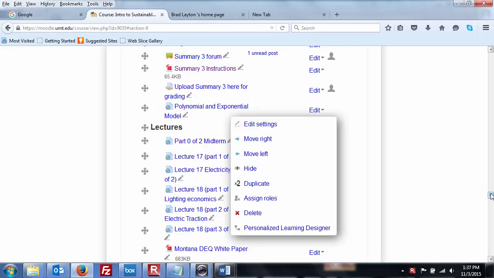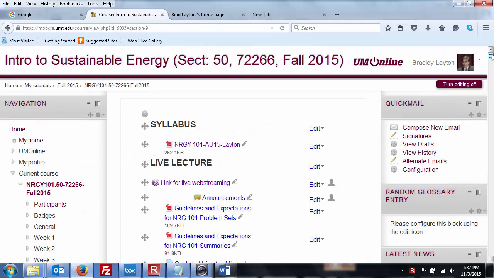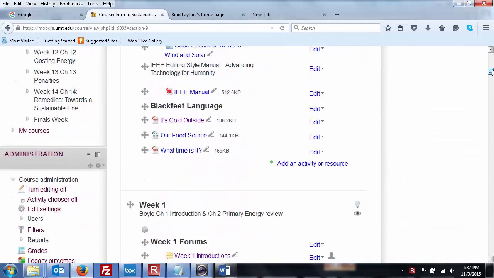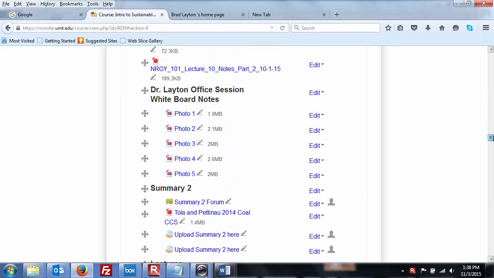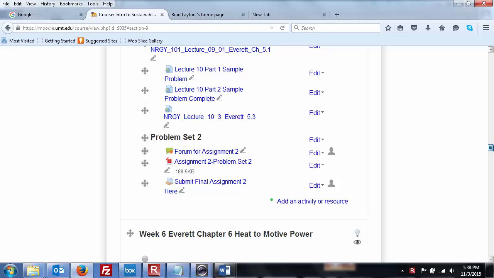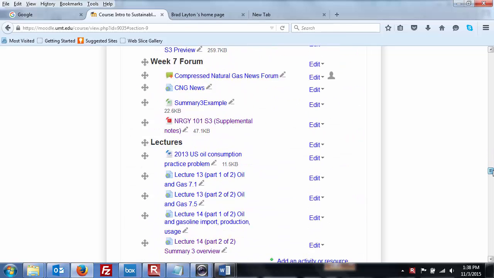It's nuclear week, so what I want to do first, just briefly, is go over summary 4. I picked summary 4 because it's about nuclear energy.